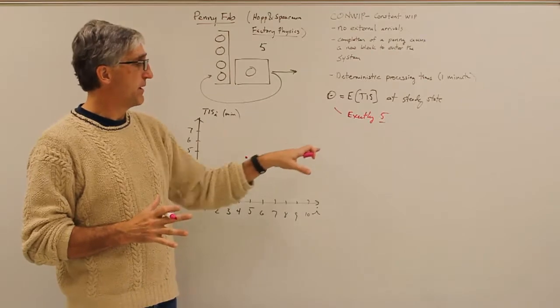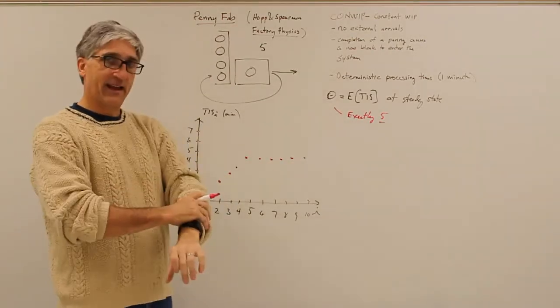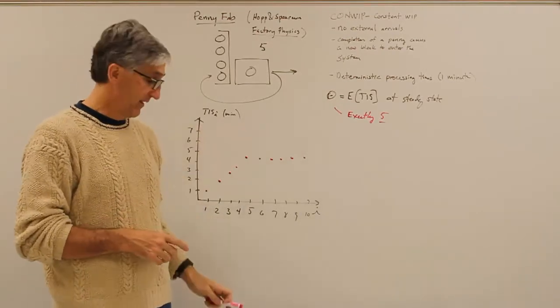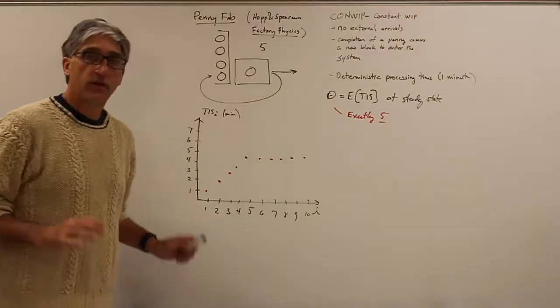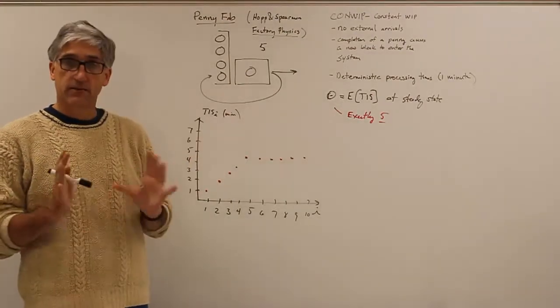So we can see this, but we're going to just pretend that we don't know that. And so instead of being able to just look at this and say the answer is 5, we want to use our typical simulation method so that we can estimate this value of theta. So I have 10 observations of time in system, and what I'd like to do is estimate this value of theta.